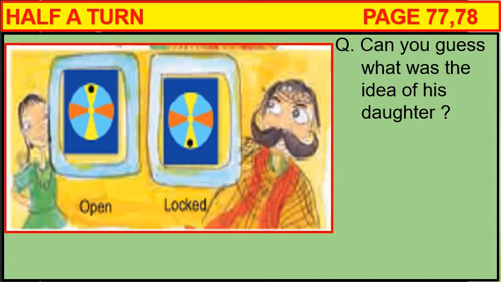So now, when the yellow blade with the black dot was on the upper side, it meant the locker was open, and when the yellow blade with the black dot was on the lower side, it meant the locker was locked. The king liked this idea very much. Now he never got confused that the locker was open.